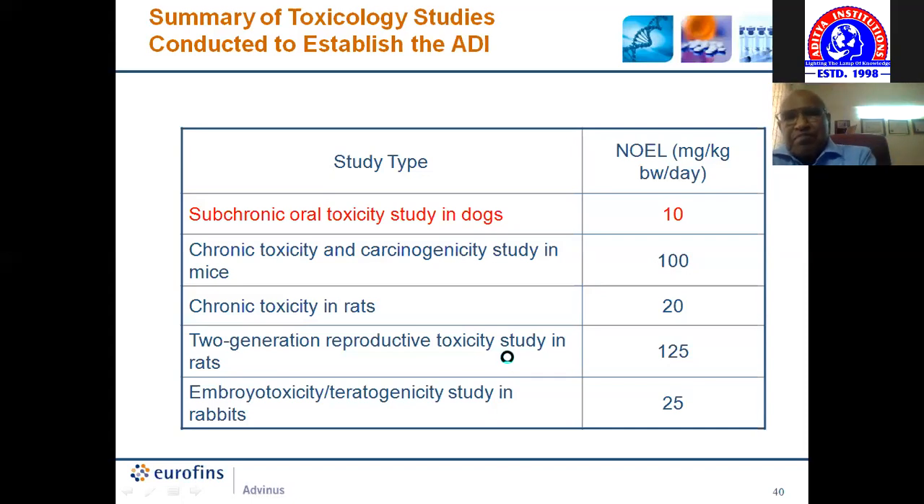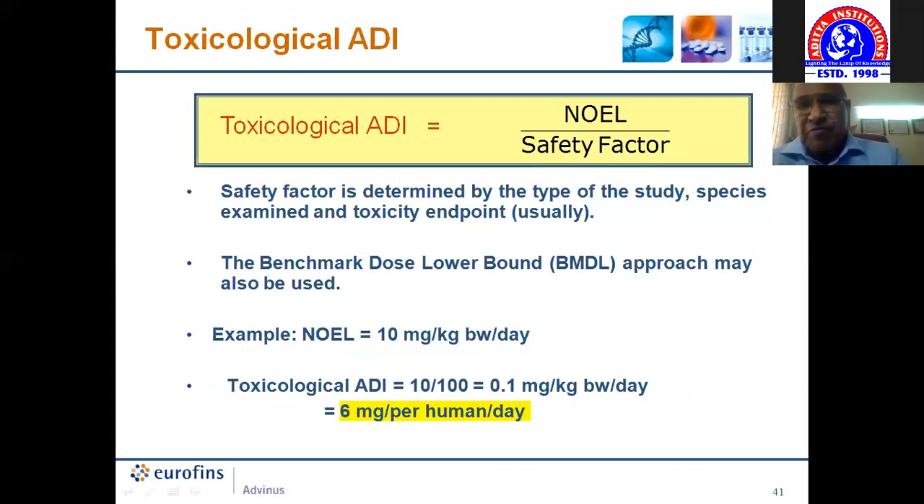Next slide, please. Okay, we use the safety factor. The acceptable daily intake is a formula: NOEL divided by the safety factor. NOEL was 10, as you can see in the example down there. We take the NOEL 10, divide by 100, which comes to 0.1 milligram per kilogram body weight. This is in the rat. We already applied a safety factor. You and I are not taking drug in milligram per kilogram. We multiply by 60 kilogram, the average human being. We tell them 6 milligram per human per day is a safe dose. That's how we arrive at the safety margins.